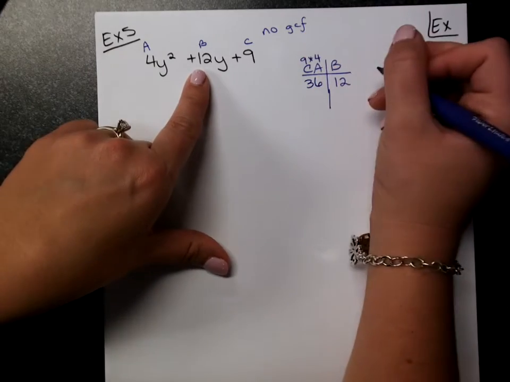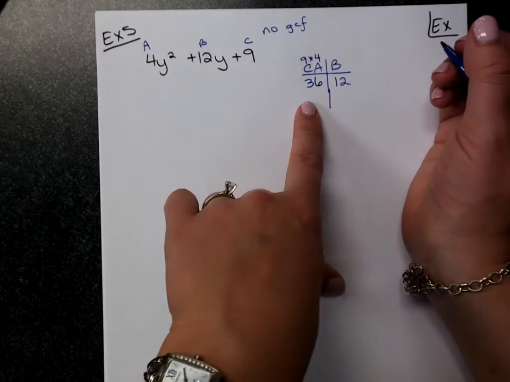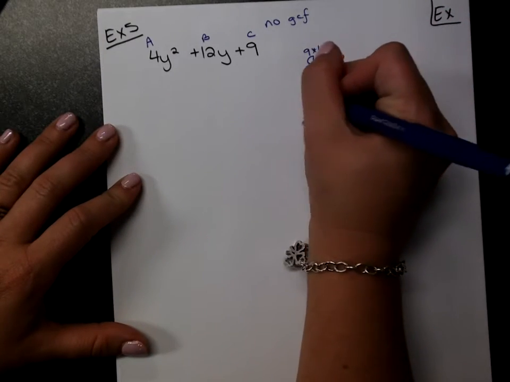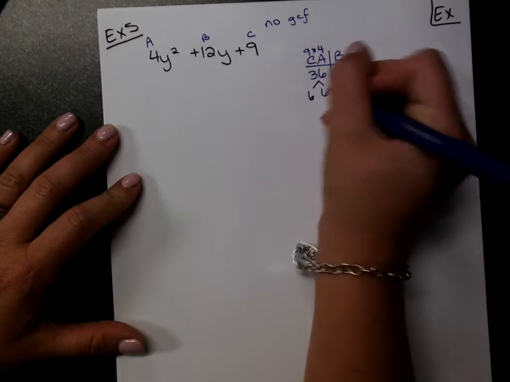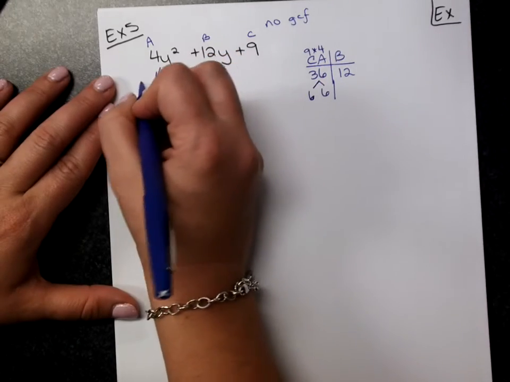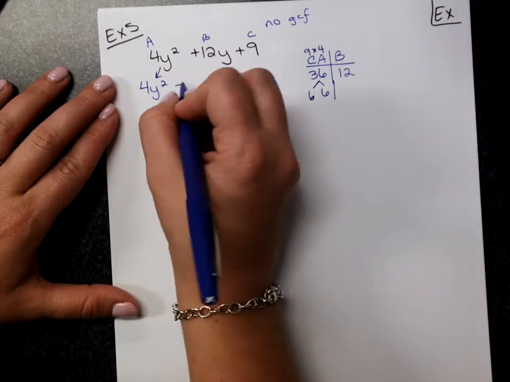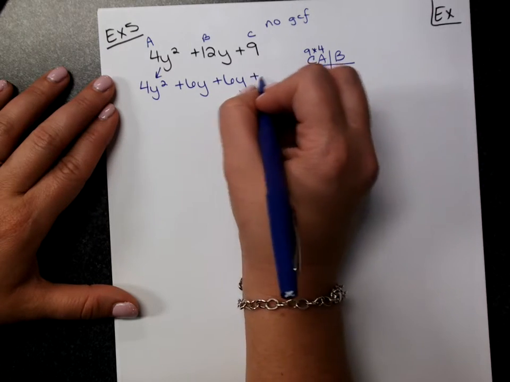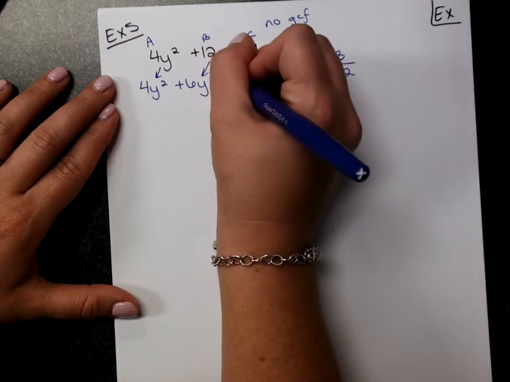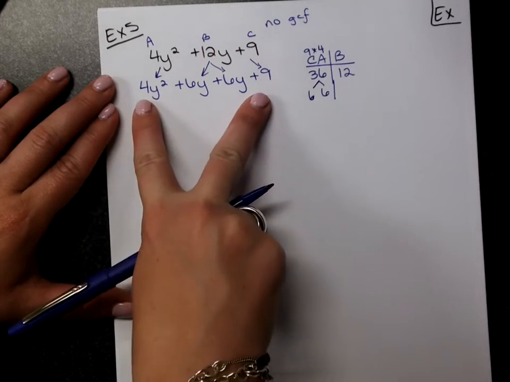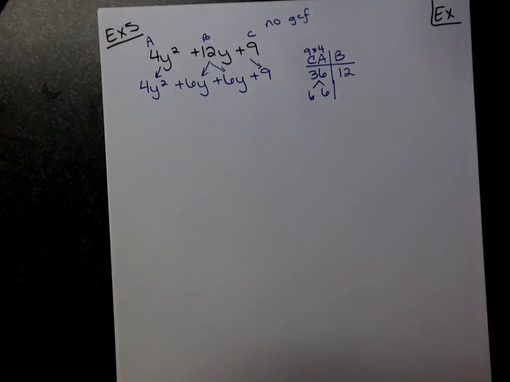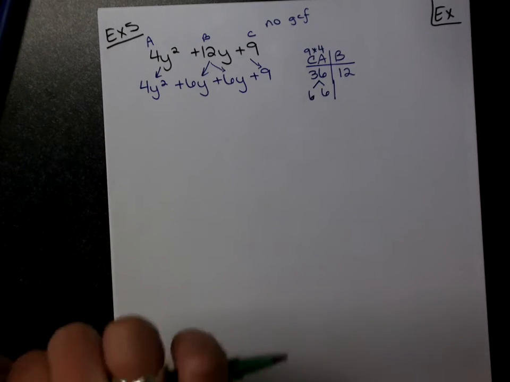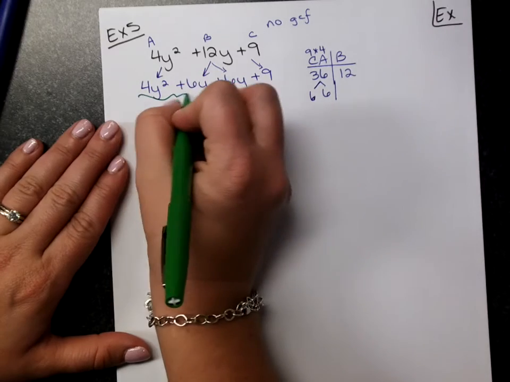So remember, it's both values multiplied together. B is 12. So I need two numbers that multiply to 36 and add to 12. That's kind of easy, 6 and 6. So I'm going to split 4y squared plus 6y plus 6y plus 9. So I'm splitting the middle term, leaving the first and the last the same. That makes 4 terms, so I will group.